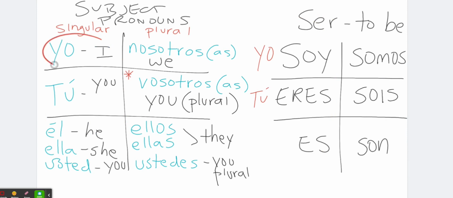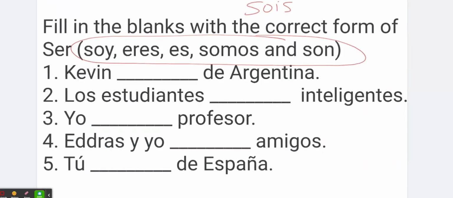Is Kevin me? Is he I? No, he's not. Is he you? Well, no, Kevin's not you. You are you. So he's down here, right? I'm talking about Kevin. I've used he. So I'm going to use this, Kevin es. So that's going to be my answer here. Kevin is from Argentina.